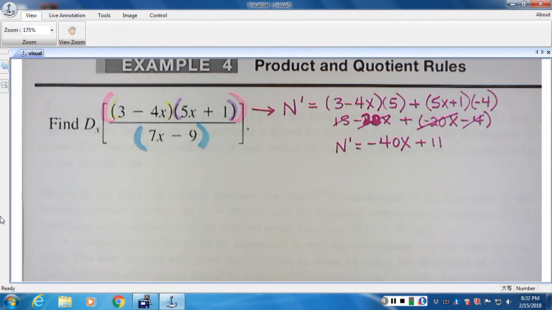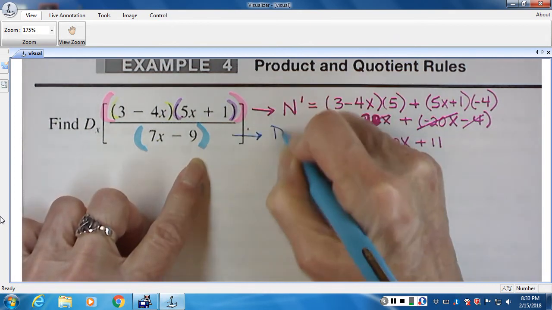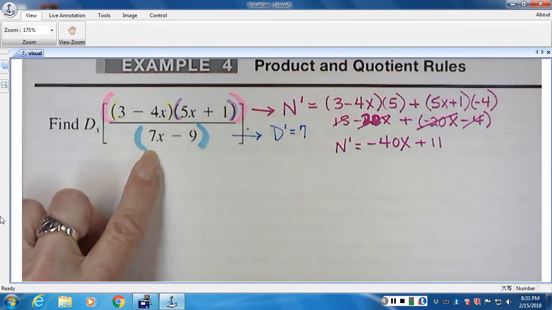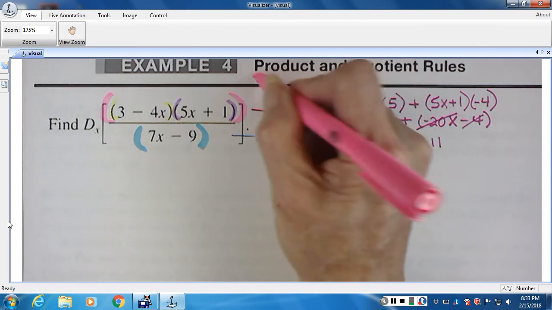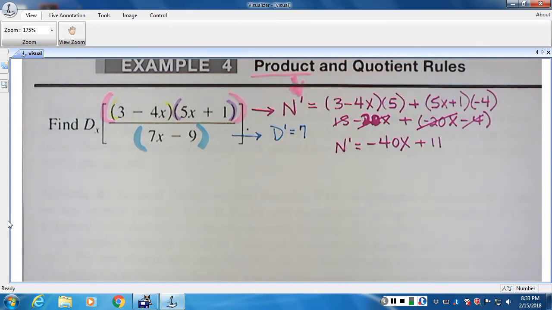And then, of course, the derivative of my denominator is not hard at all. So d prime is just 7. Okay? But I had to use the product rule in my numerator. So that's why it was so much more work.